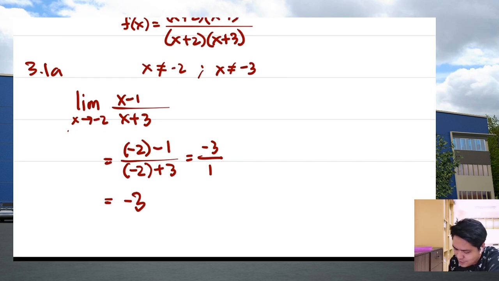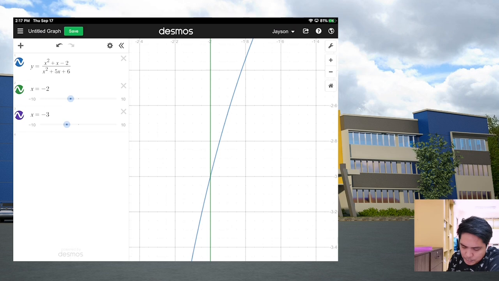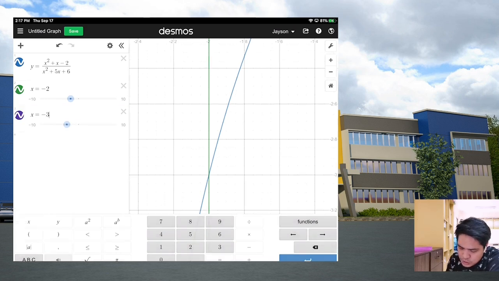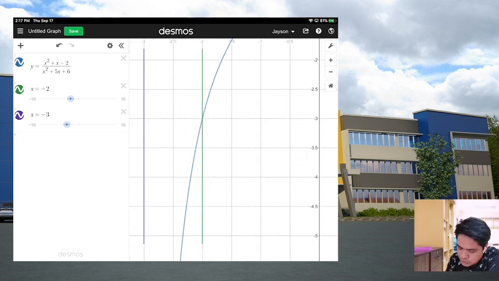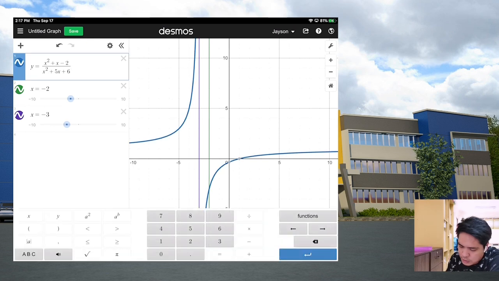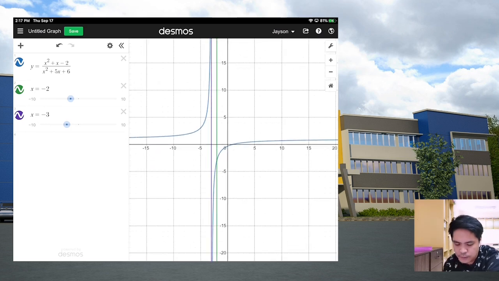Tingnan natin yung graph. Naka-graph na ko dito. I already graphed the function, and we know that x cannot be equal to negative 2 and negative 3. So these points are actually asymptotes of this curve. Mga asymptotes to siya because that would be a vertical asymptote. So the result is infinity, diba? Pag vertical asymptote, that means y is equal to infinity. I discussed that in the bridging lessons.